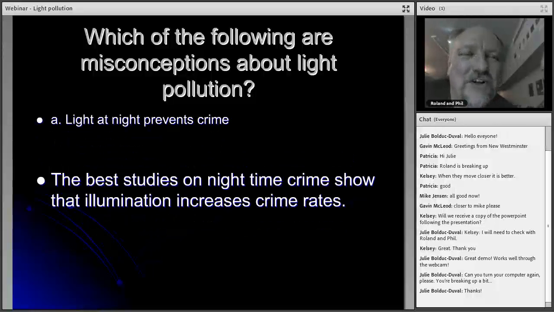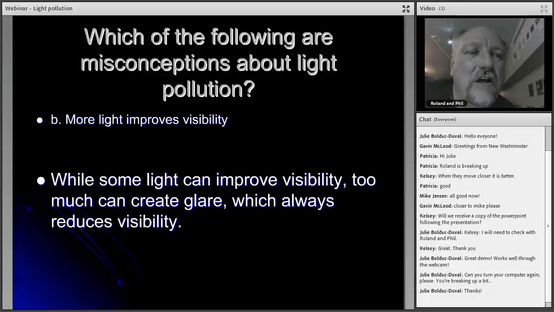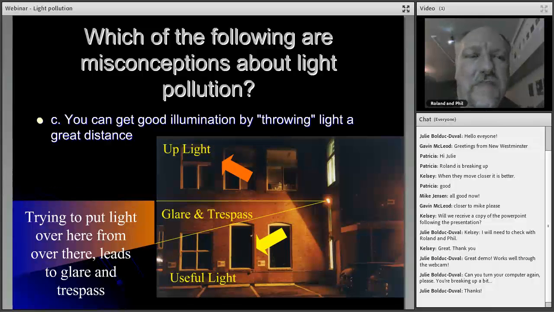Let's look at them in turn quickly here. Light at night prevents crime. Best studies on nighttime crime show that illumination increases crime rates, primarily by moving it from the daytime hours into the nighttime hours. B, more light improves visibility. Well, while some light can improve visibility, too much can create glare, which always reduces visibility.